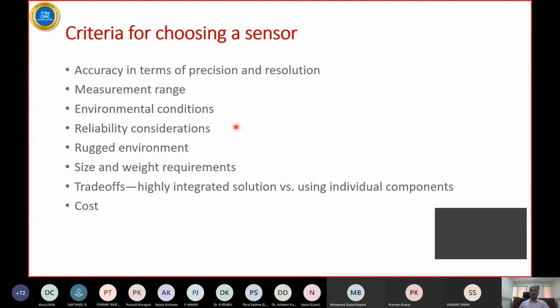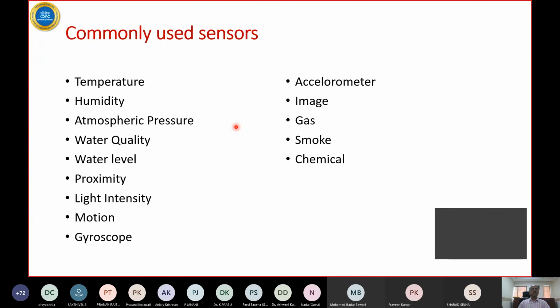And last but not the least, it's cost, because you are going to make hundreds of nodes. Every penny that you save on one sensor is going to multiply into the number of devices that you are going to use. So these are some of the commonly used sensors.